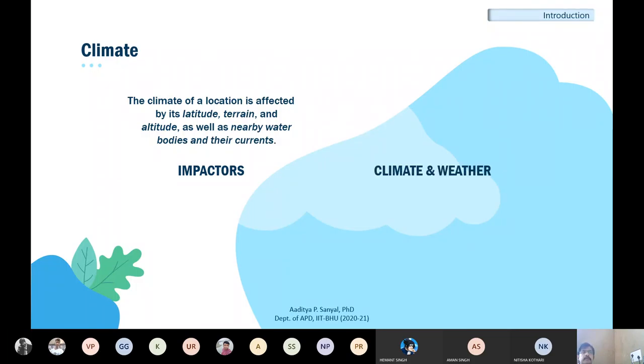Climate and weather. There is a good description: climate is what you expect and weather is what you get. That is the best way to describe it. What you expect is probably, I am staying in a cold region, so it must be cold. The climate here has been described as cold, so it must be cold all through the day. That is what you expect, but the weather on that specific day is rather sunny, bright, and probably harsh on you.